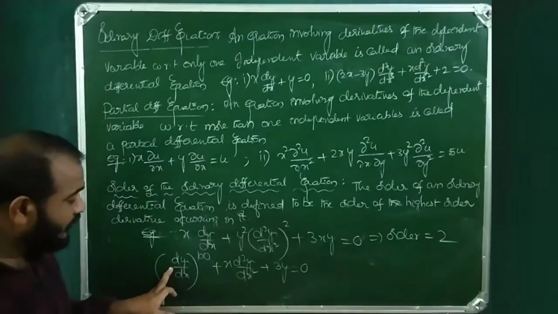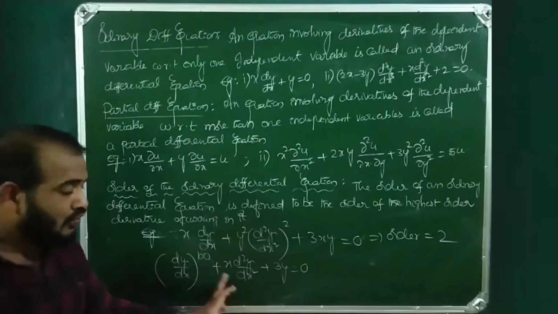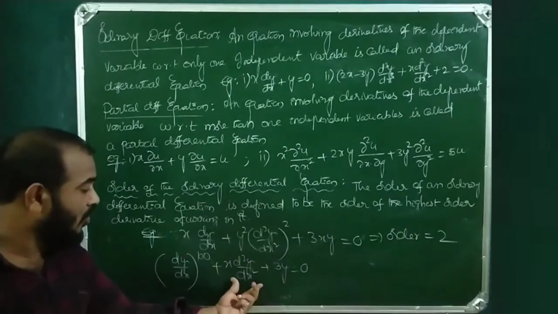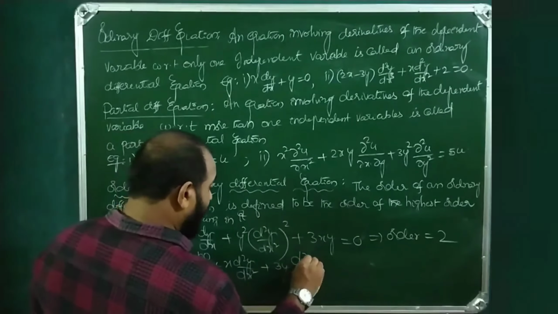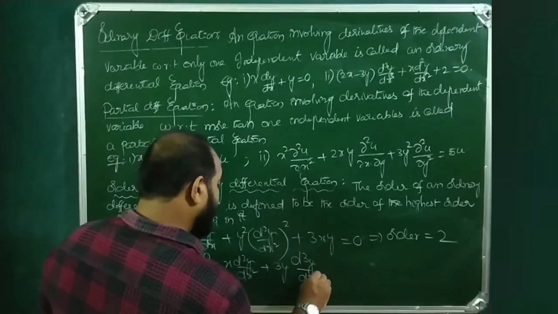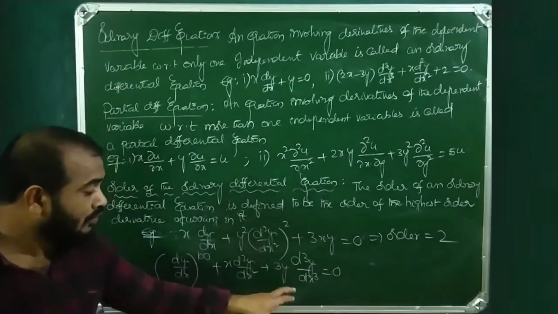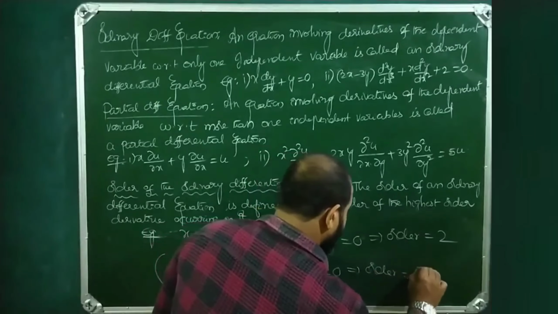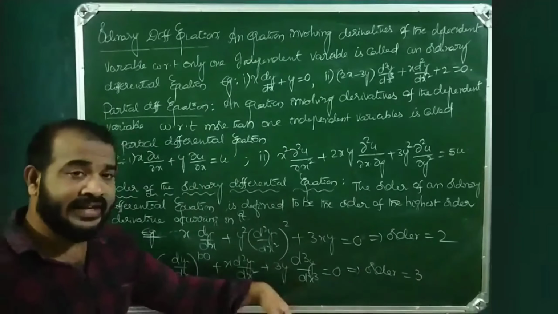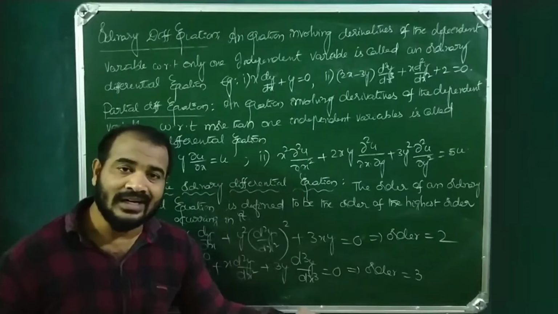So this is the first order derivative, this is the second order derivative. So which is highest? The second order derivative. Otherwise, for example, 3y d cube y by dx cube is equal to 0. Now the order here is 3. Now the next concept we are going to discuss is degree.